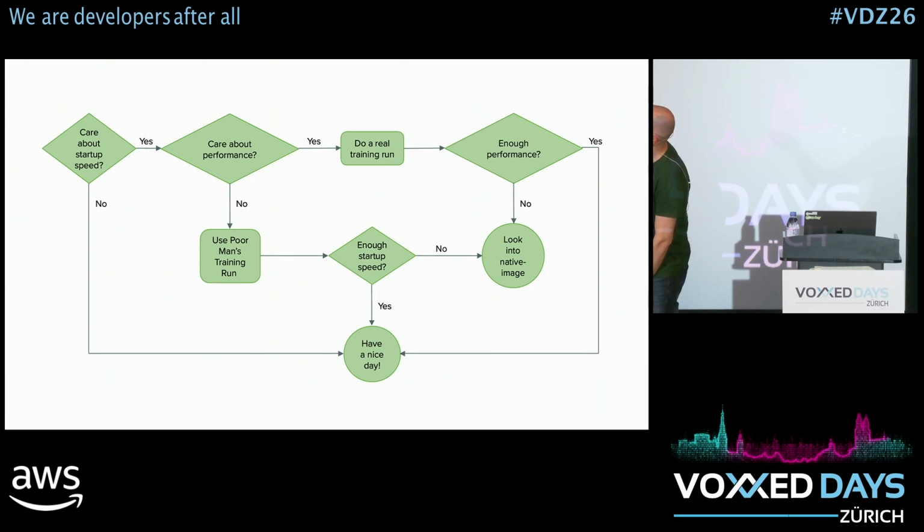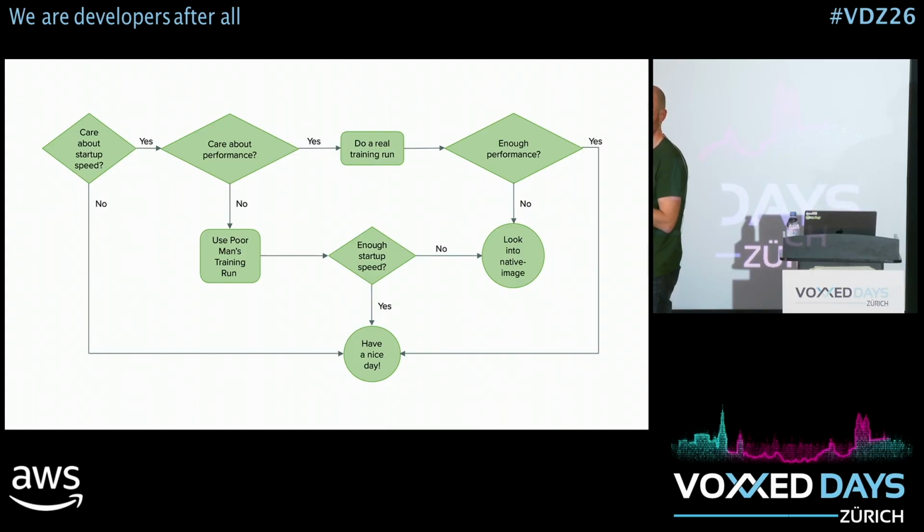Do you care about performance? No. Then you can use the poor man's training run. And is this now enough startup speed? If it's good, cool, done, nice. Check the sprint and get a celebration. If it's not, you should maybe look into GraalVM native image.